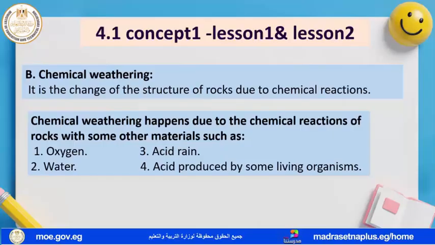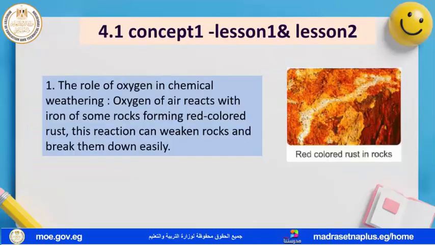So there are four main factors that make chemical weathering or chemical reaction. Firstly, oxygen. Secondly, water. Thirdly, acid rain. And fourth, acid produced by some living organisms. First case, red-colored rust in rocks. What is the color in this picture? It is red color. The role of oxygen in chemical weathering.